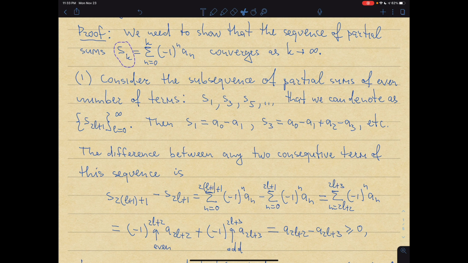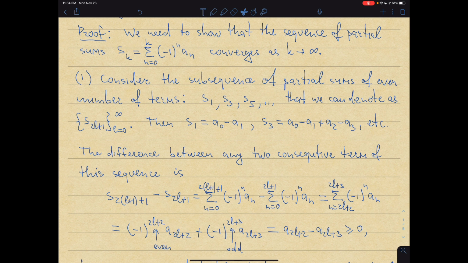Notice that if k is an odd number and we add terms from index 0 to an odd index, then we have odd plus 1, an even number of terms. So by looking at S with odd indices, I'm looking at partial sums that have an even number of terms. As you might also recall from calculus, if you want to enumerate all odd terms, you can take l going from 0 to infinity and march through all odd terms by using the index 2l plus 1. So we're looking at the subsequence of S_k which consists of S_{2l+1}.